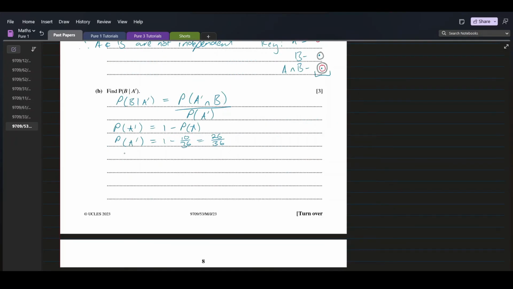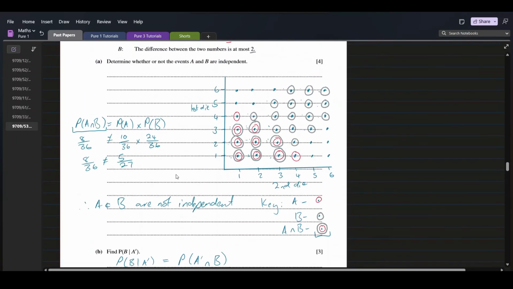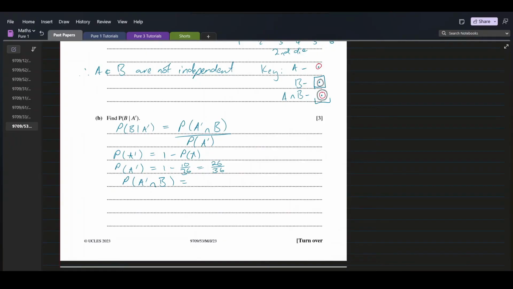Okay, so now we have to find the probability of A complement intersection B. So this is basically everything that's outside of A and it intersects with B. So in other words, that's everything that's only circled by the gray circle. So if it looks like that, that's what we want. So that's 1, 2, 3, up to 16. So that's 16 out of 36.